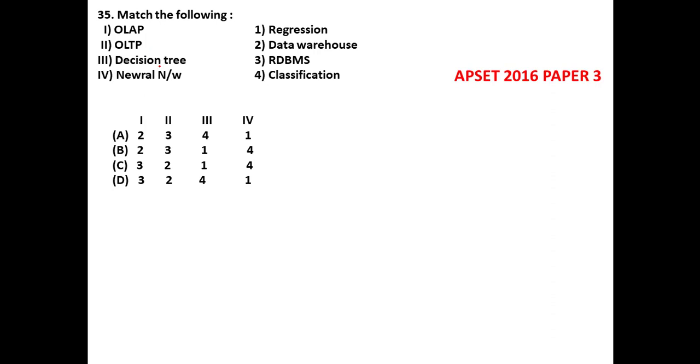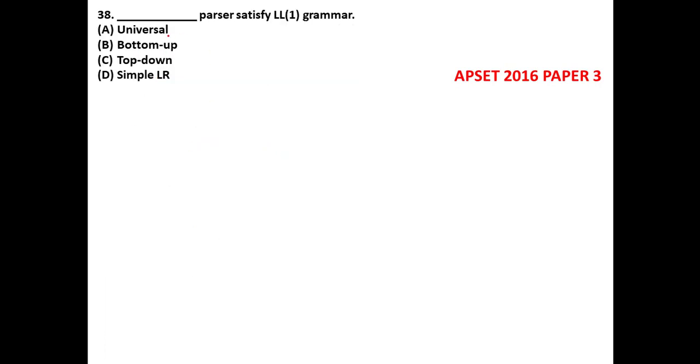See the next question, question number 35, match the following. OLAP is related to the data warehouse, OLTP is related to the RDBMS, decision tree is related to classification, and neural networks is related to regression. So the answer for this question is option A. And see the next question, question number 38. What parser satisfies the LL(1) grammar? The answer is the top-down parser. Top-down parsers can satisfy LL(1) grammars, and bottom-up parsers can support LR grammars. Okay, so the answer is option C.